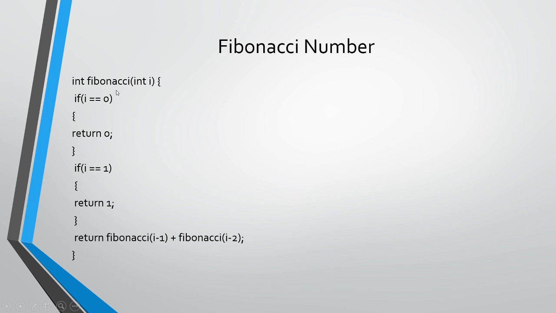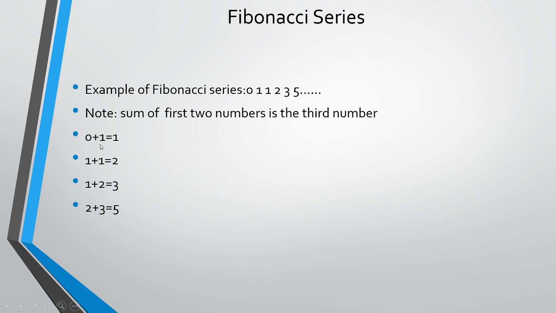That is Fibonacci. If I want to generate Fibonacci of 2, 2 is not equal to 0, 2 is not equal to 1, so this statement should be executed. The statement is Fibonacci of 2 minus 1, that is 1, Fibonacci of 1, plus Fibonacci of 0. Fibonacci of 1 is called and it is 1. Fibonacci of 2 minus 2 is Fibonacci of 0, which is 0. So 1 plus 0, the answer will be 1.